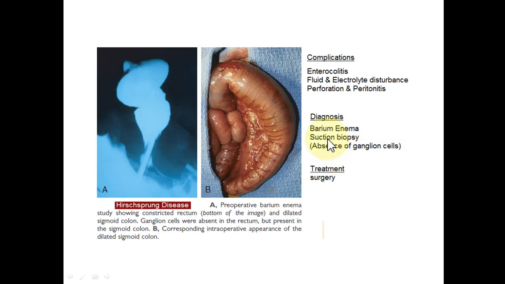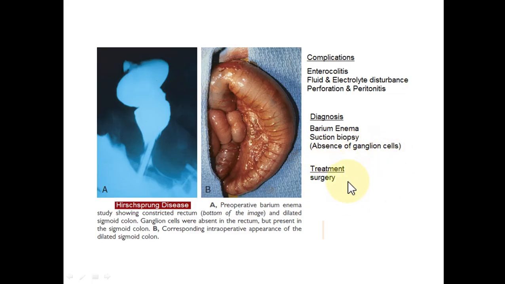Diagnosis of Hirschsprung disease: if suspected, a barium enema is given, with contrast barium. X-rays can tell us about Hirschsprung disease, but for the confirmation, a suction biopsy is taken, and it is seen whether the ganglion nerve cells are present or absent. And if they are absent, then it will confirm the diagnosis of Hirschsprung disease.